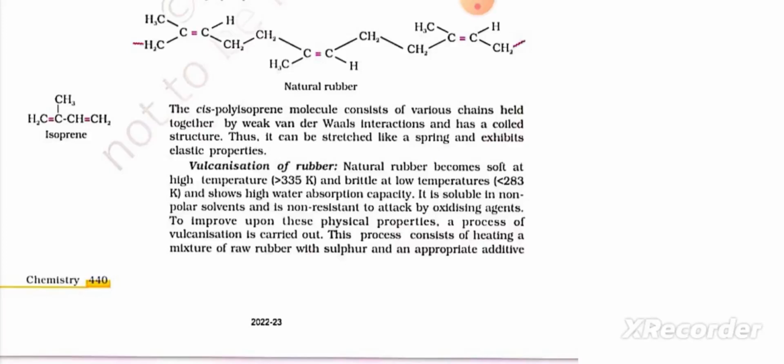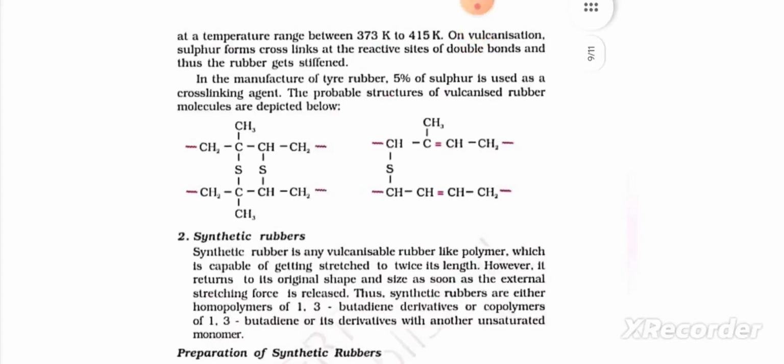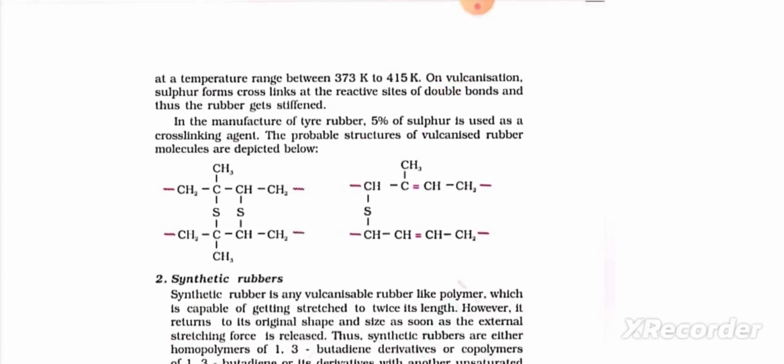To improve upon physical properties, the process of vulcanization is carried out. This process consists of heating a mixture of raw rubber with sulfur and an appropriate additive at a high temperature range between 373 Kelvin and 415 Kelvin. On vulcanization, sulfur forms cross-links at the reactive sites of double bonds and the rubber gets stiffened. In the manufacturing of tire rubbers, 5% of sulfur is used as a cross-linking agent. The probable structures of vulcanized rubbers are displayed below.